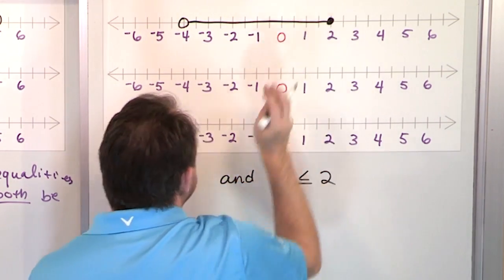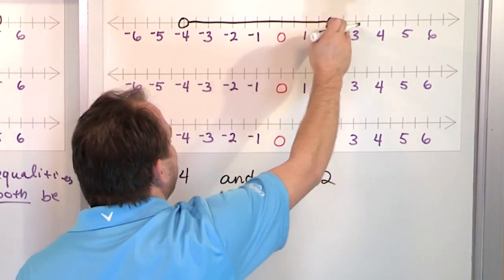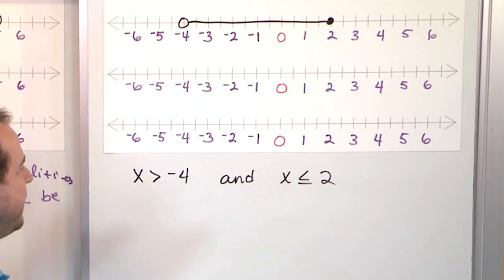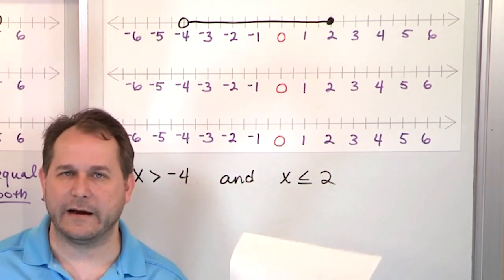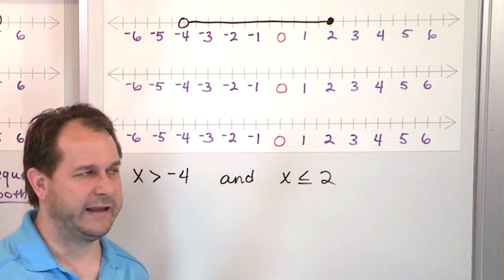Notice that this is an "and" inequality, and once again, it forms a line segment on the number line. It's always going to be like that. And inequalities or conjunctions always form line segments, either open circle or closed circle, but they always will.